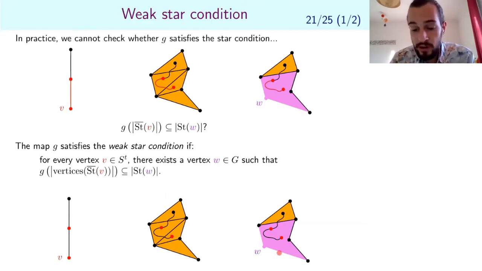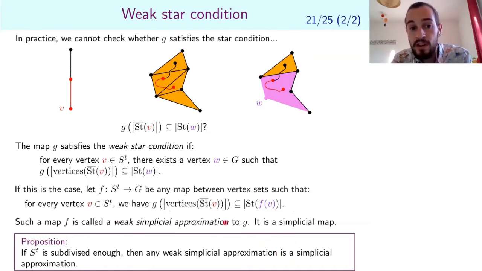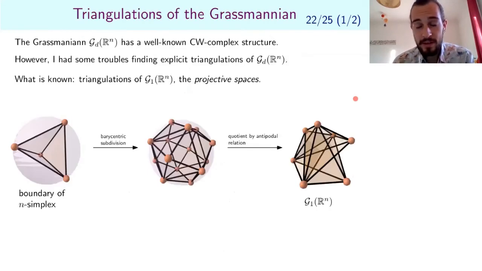And just as for the star condition, we can define a weak simplicial approximation. A weak simplicial approximation is a simplicial map. However, it may not be a simplicial approximation. Though, if the initial simplicial complex is subdivided enough, the weak simplicial approximations and the simplicial approximations are equivalent notions. Okay, so this is it for simplicial approximations. I've told you that we have to triangulate the Grassmannian.